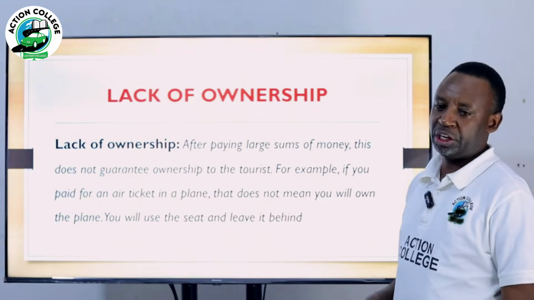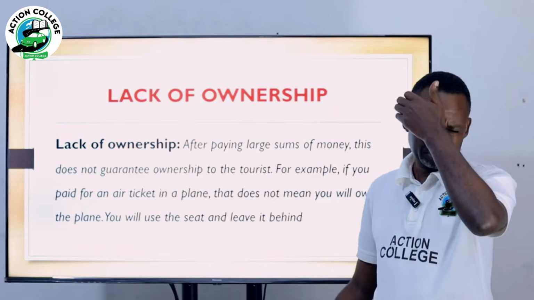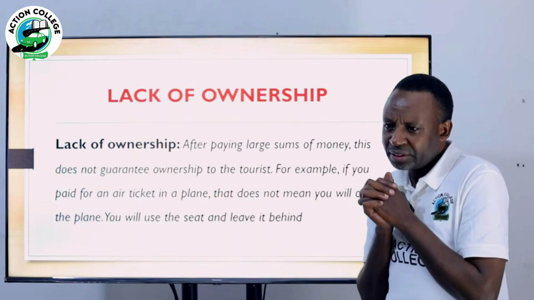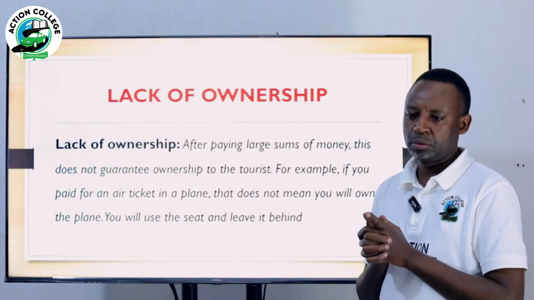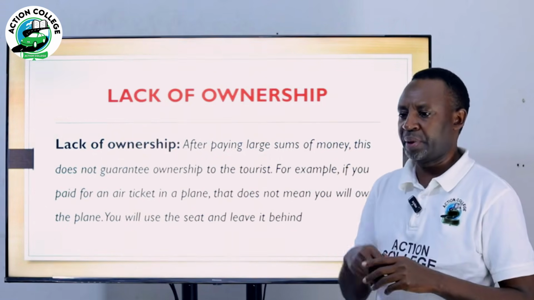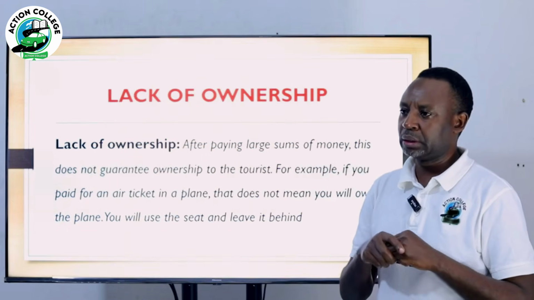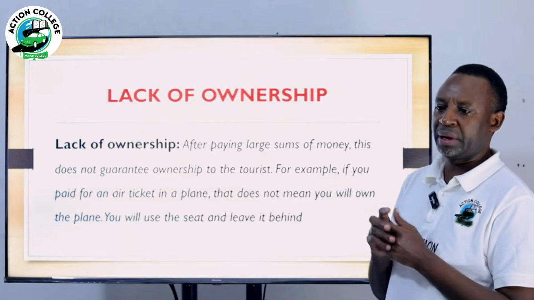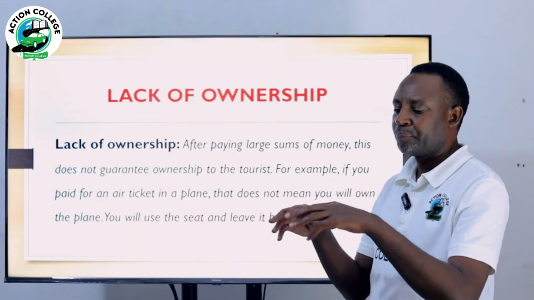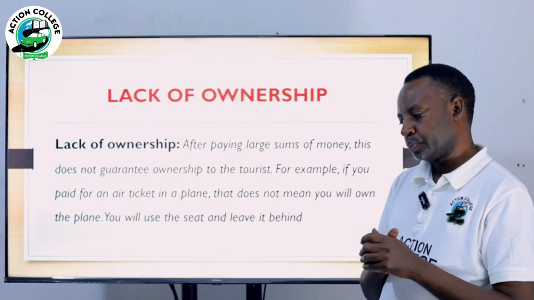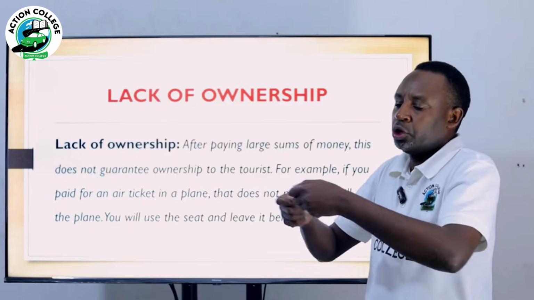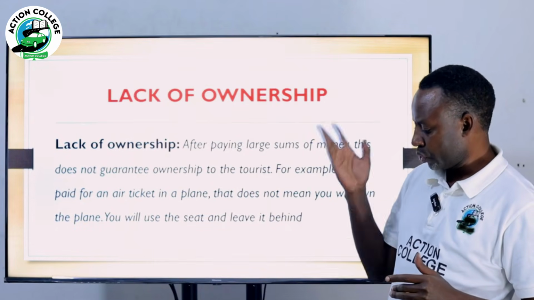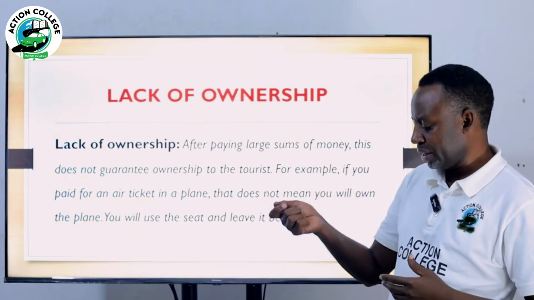Another characteristic is lack of ownership. This means after paying a large amount of money for a tour, that will not guarantee you ownership of the product you're paying for. If you're paying for ground transport, accommodation, or a tour in a national park, it does not mean you have bought the national park or the plane. No, it means you're just going to sit in that plane and later you will have to leave it behind and go. So you really don't own what you pay for. You just see it, use it, and leave it behind. So we're saying as a characteristic, tourism products lack ownership. When you buy it, you don't own it.